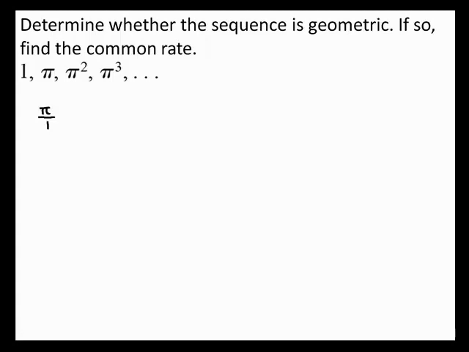Simplify pi divided by 1. You find that pi divided by 1 is equal to pi. Simplify pi squared divided by pi. You find that pi squared divided by pi is equal to pi. Simplify pi cubed divided by pi squared. You find that pi cubed divided by pi squared is equal to pi.